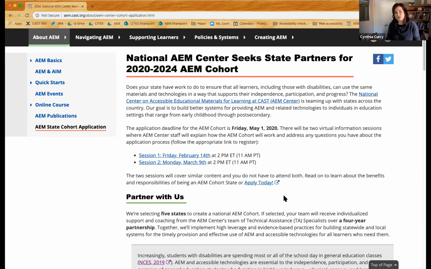So that's what we're looking for in a cohort, to have that cross-functional interagency collaboration across the state, which is why it's so important for you to be reaching out to others in your state to find out where else there is interest, where you can build off of motivation that's already happening in your state.